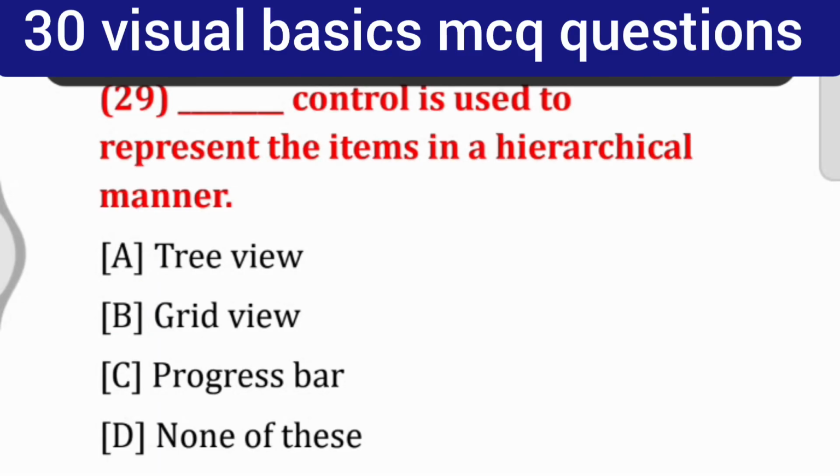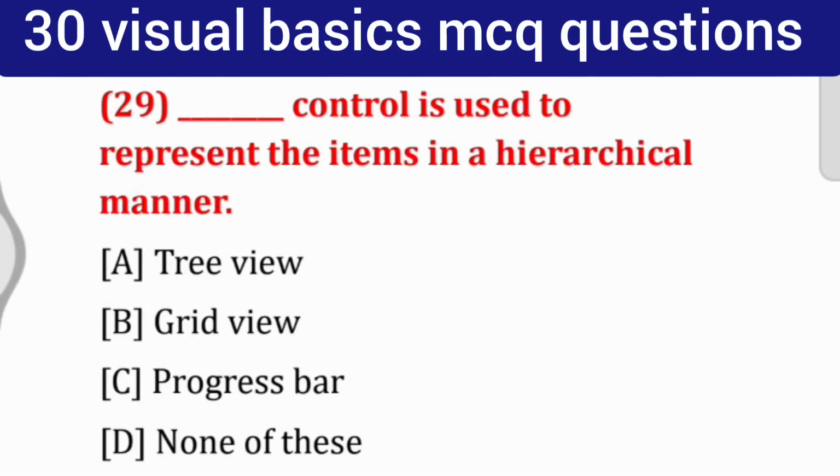Question number 29. Dash control is used to represent the items in a hierarchical manner. Options: tree view, grid view, progress bar, none of these. Correct answer, tree view.